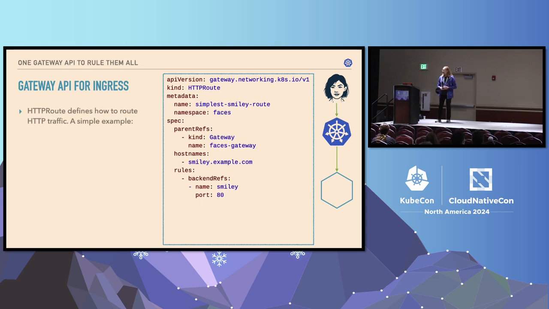If you're looking at this for Ingress, then here's a sample, simple HTTP route for Ingress that basically says, any HTTP traffic that shows up at the gateway named Faces Gateway, if its host name is smiley.example.com, or more specifically, if the thing in the host header is smiley.example.com, please route that to the Kubernetes service named Smiley, use port 80, and since I have not said anything about namespaces in that backend ref, or in the parent ref, that requires a gateway in the Faces namespace, and it requires the service Smiley in the Faces namespace. This is a simple route.